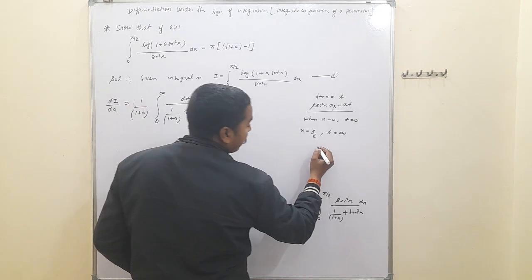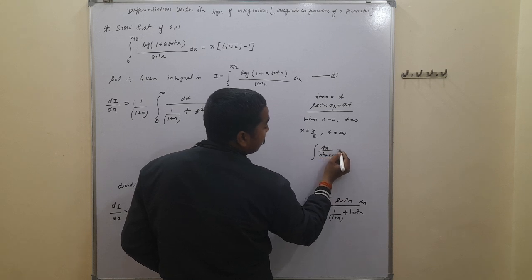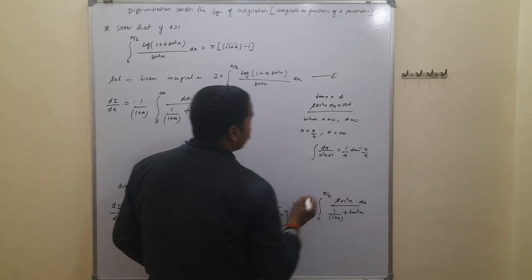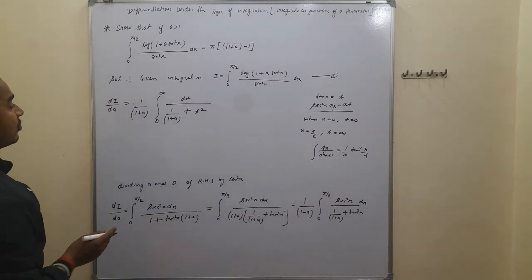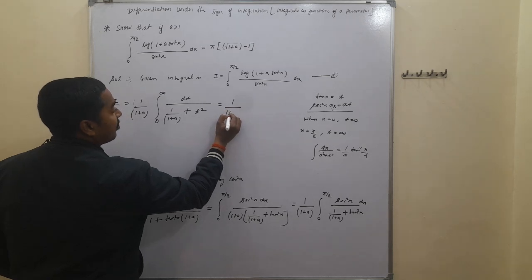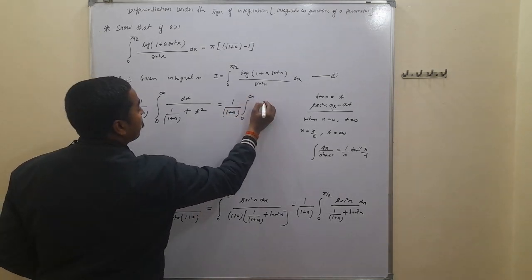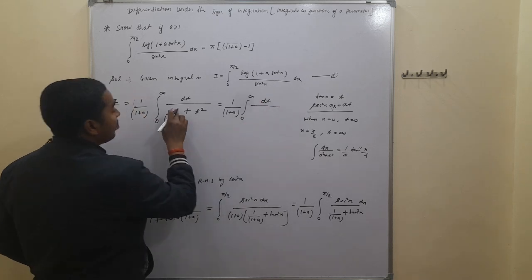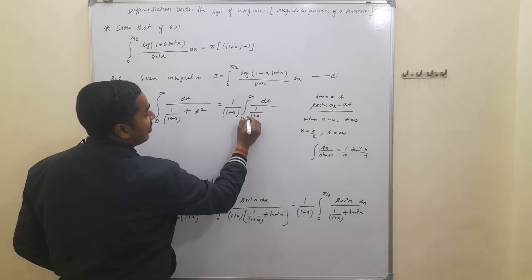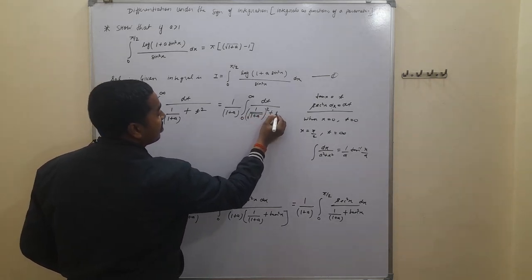The integral of dx upon a square plus x square is given by 1 by a tan inverse of x by a, so we have to use that here. Further, we can also write 1 upon 1 plus a, with the integral limit 0 to infinity, and this is dt upon, we can also write, 1 upon under root of 1 plus a whole square plus t square.